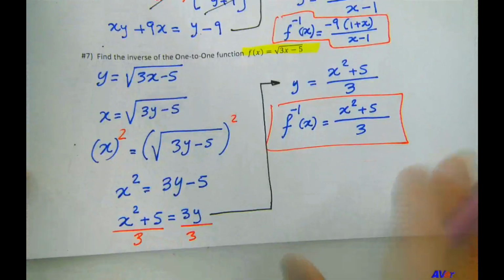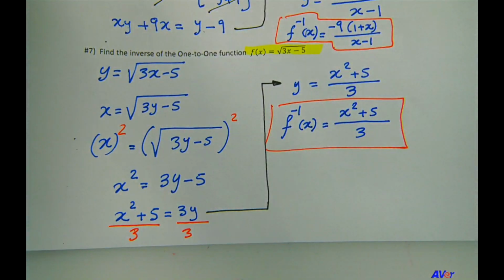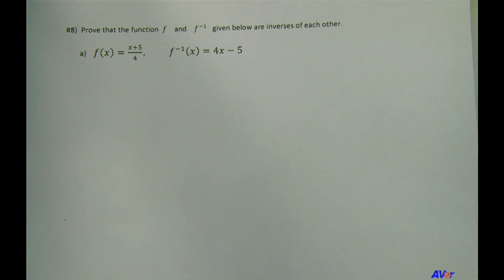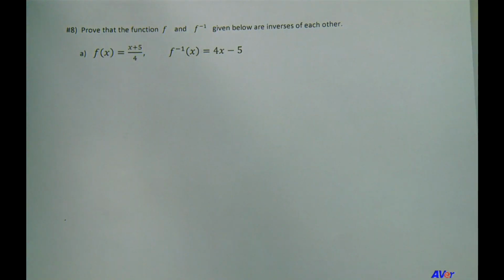Okay. As usual, I'm always hopeful that your answers agree with the ones that I have on the screen. Okay. All right. Next, they want us to prove that the functions f and f inverse, which are given below, are inverses of each other. We know how to do that, right? We've done at least 1 or 2 examples so far. Maybe 1 example. So go ahead, do it.